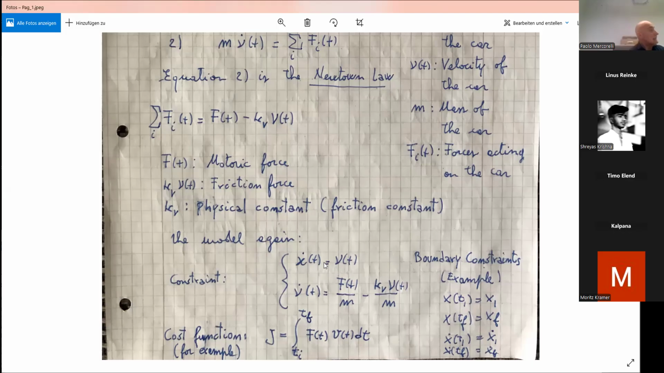Because it's the mechanical power which I need to achieve within 1 hour, within Tf minus Ti. If I consider the minimal J, it reflects the consumption of gasoline. At this moment, I didn't tell you what is the variable which I would like to calculate to minimize this J function, but it's intuitive.